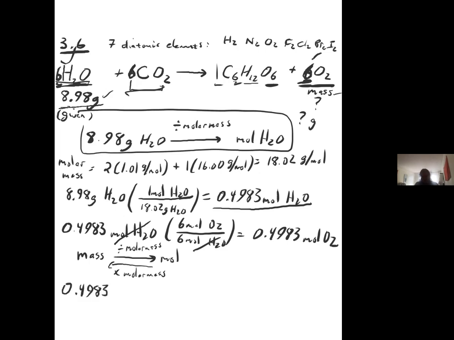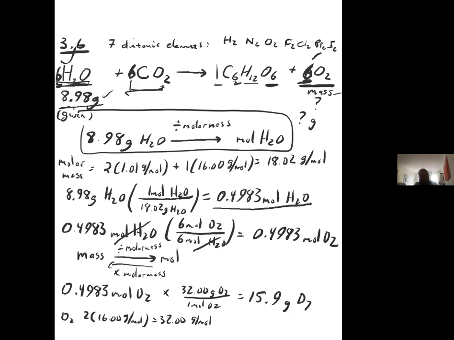So 0.4983 moles of O2 times the molar mass. Now, what's the molar mass of O2? Well, it's O2, so it's 2 times 16.00 grams per mole. So that's 32. Kind of cool. So times 32 grams of oxygen per 1 mole of O2. You're just going to take the 0.4983 and multiply it by 32, and you get, boy, it's so close to 16. I'm going to round it to 3 sig figs, so it's 15.9.